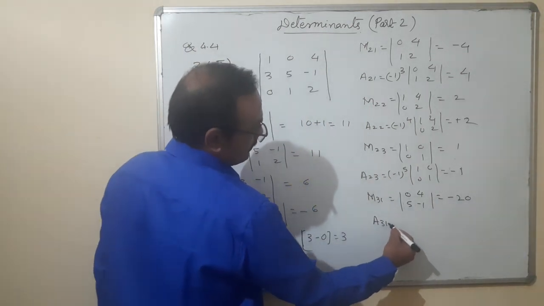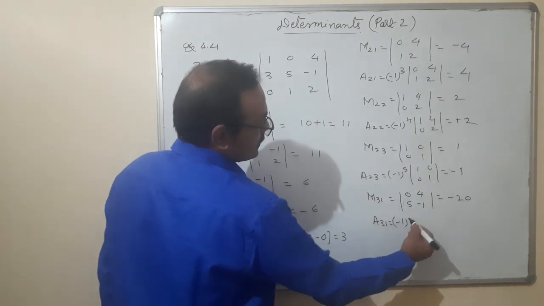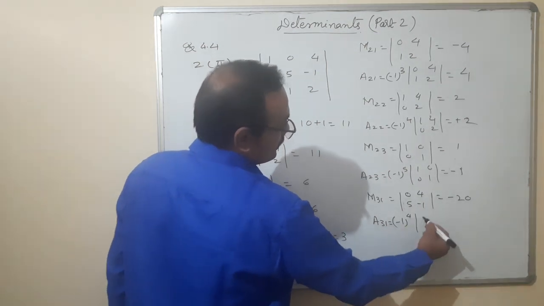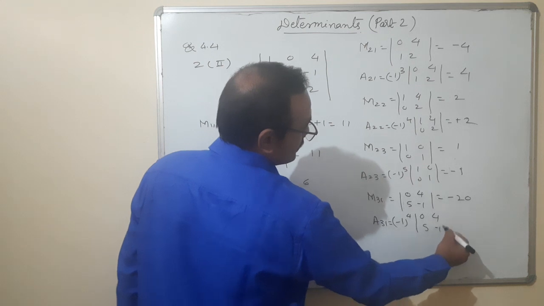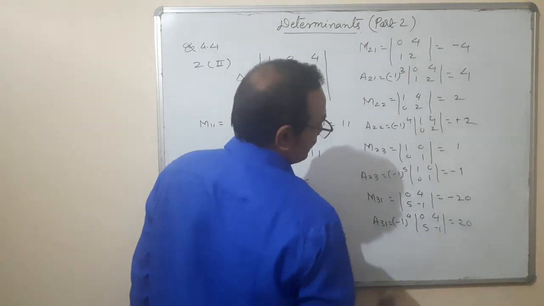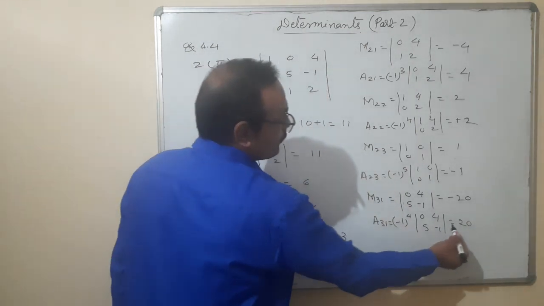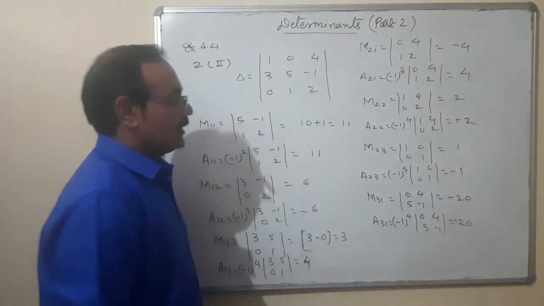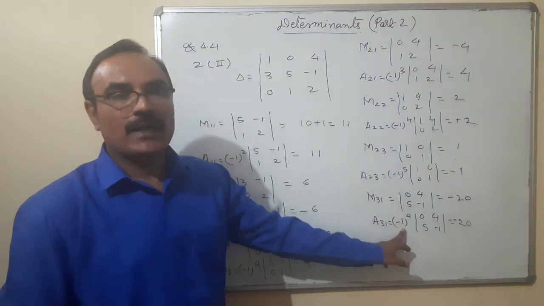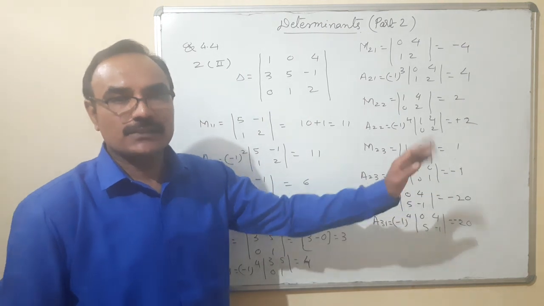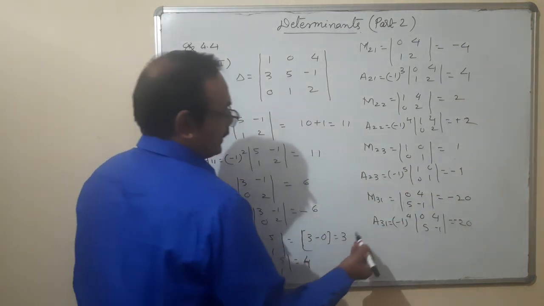Cofactor 3 1 is minus 1 to the power 3 plus 1, that is 4, times the determinant 0 4 5 minus 1. Result is minus 20, because minus 1 to an even power gives a positive result, otherwise the result is negative.